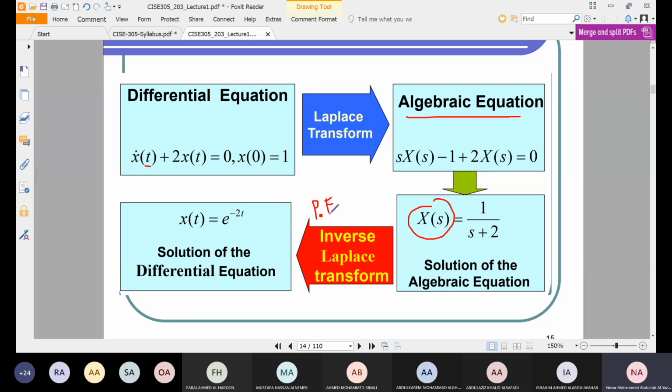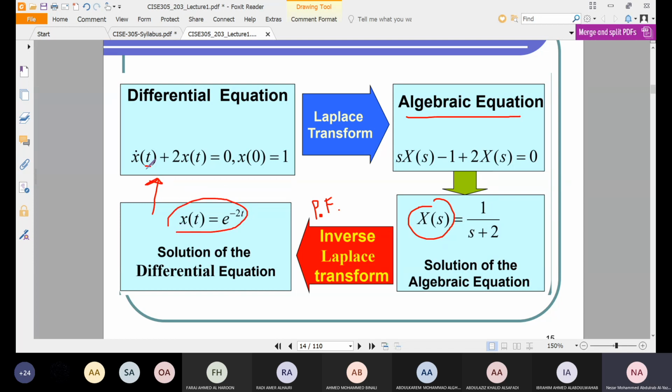You used different techniques before. Any technique you use to get the solution. So here I have X of s, and I will apply partial fraction or inverse Laplace from the table to get the solution. Now this is the solution of the algebraic equation, and this is the solution of the original differential equation in time domain.